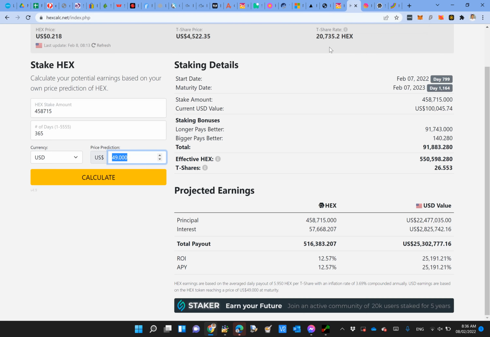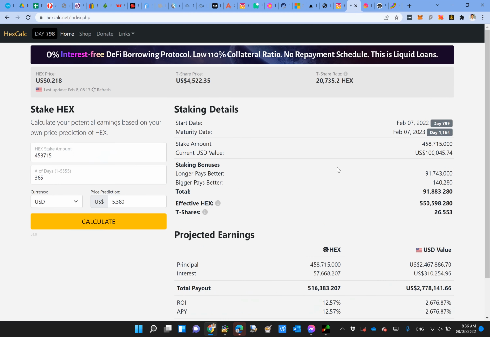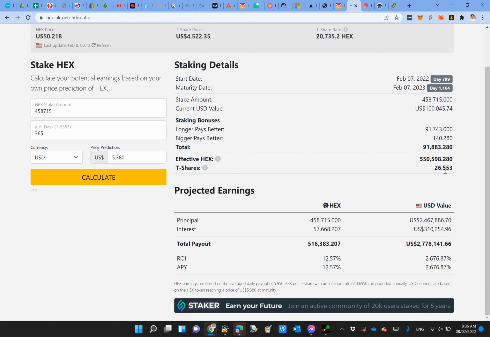Okay, now let's do some calculation here. Go back to this HexCal. We say that the worst case is not $49, sorry, $5.38, for a year, and then you click calculate. You're going to get that many T-shares, 26.55 T-shares, and each T-share pays 5.95 HEX per T-share. With 1 year, you're not going to get 20% extra T-shares.